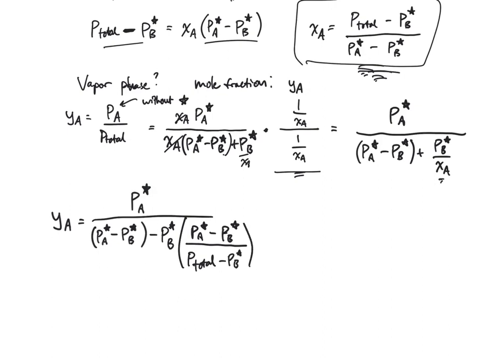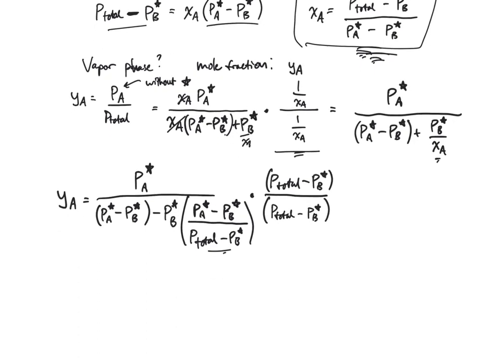Okay, so now we've got the unenviable task of cleaning this whole thing up. And I think that the best way to clean this up would be to multiply this times P total minus PB star divided by P total minus PB star. And again, this is allowed because this is equivalent to just multiplying times 1, and that's going to have the effect of canceling out this awkward fraction right there.